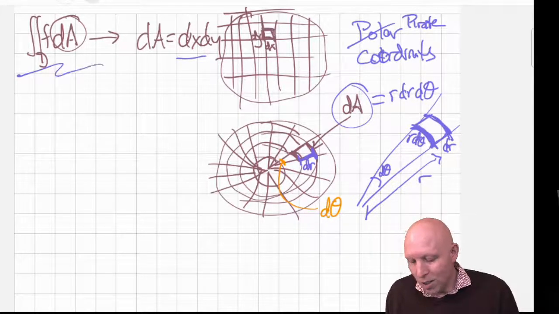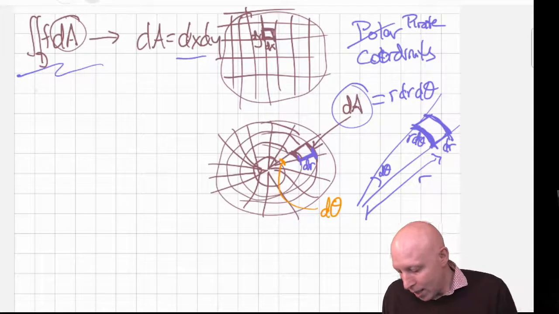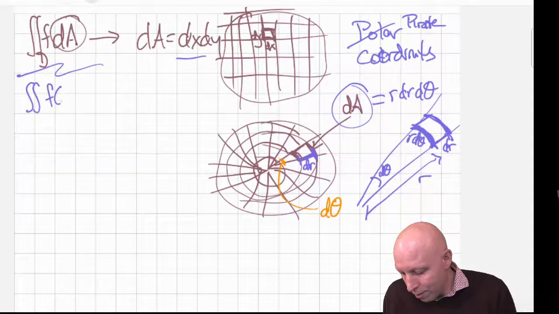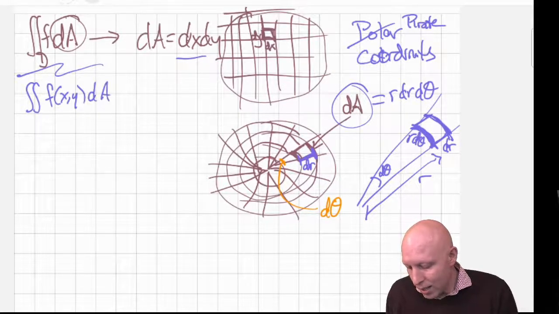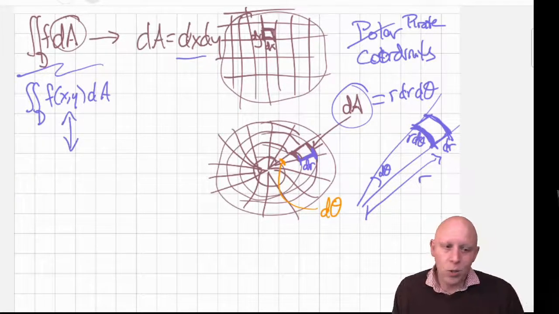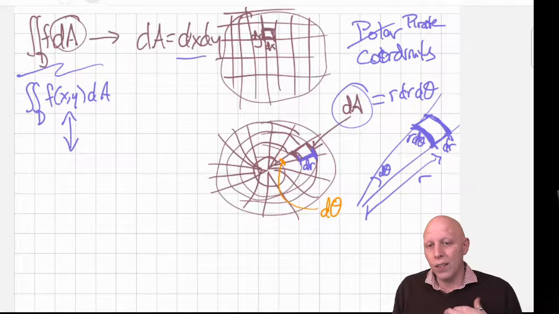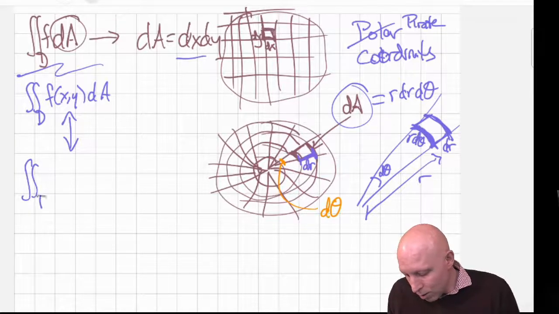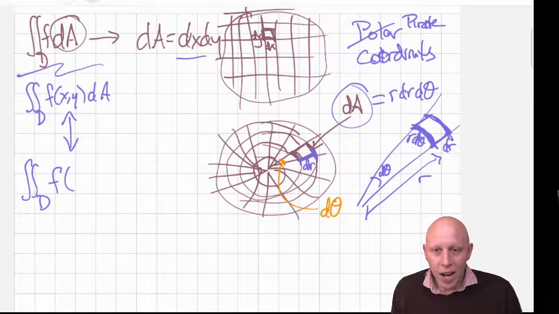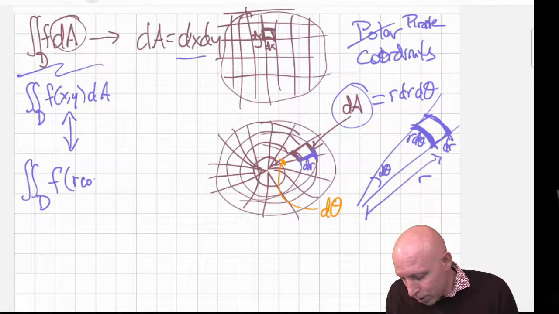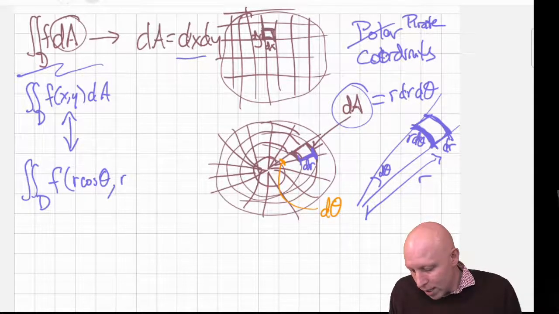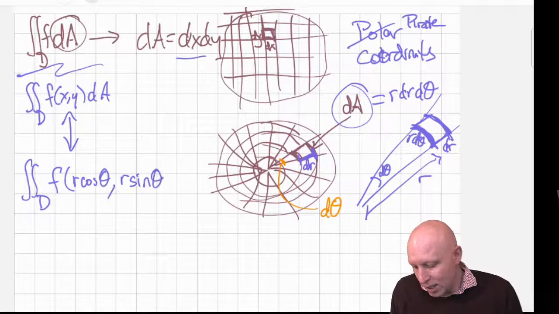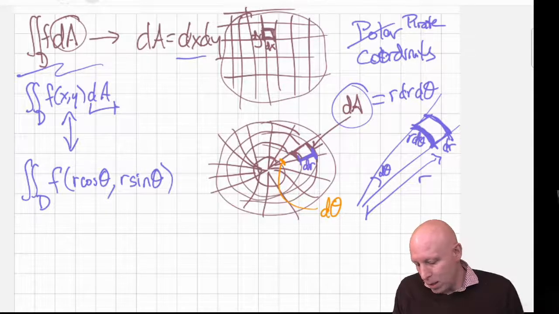Whenever we're starting with the integral of f of x, y dA, we want to convert it into an integral in terms of r and theta. Then what we get is this integral over our domain of f of x, which is r cosine theta, y is r sine theta, and the dA becomes r dr d theta.